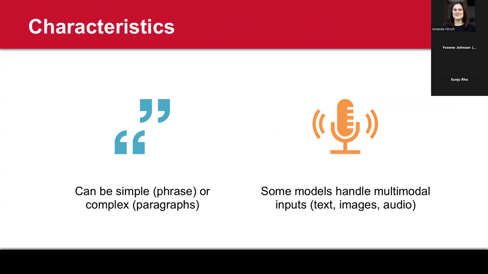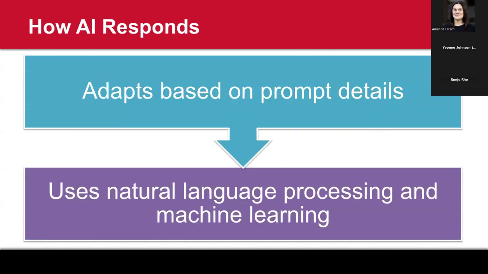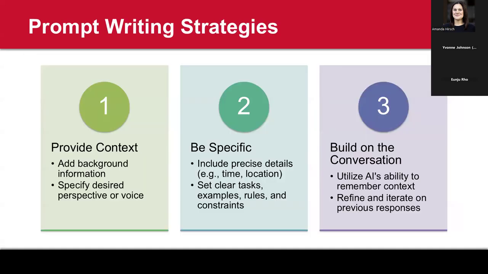You can also attach files in some generative AI tools. Some models handle multimodal inputs, so text, images, and audio as well. How does AI respond? It adapts based on prompt details and tries to use natural language processing and machine learning. Some strategies for prompt writing include providing context, so adding background information, specifying the desired perspective or voice.